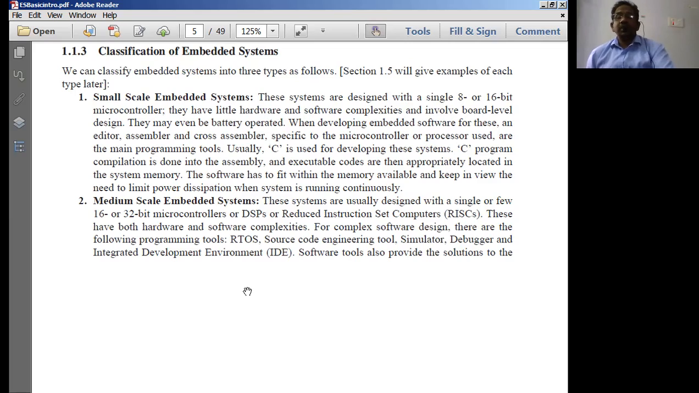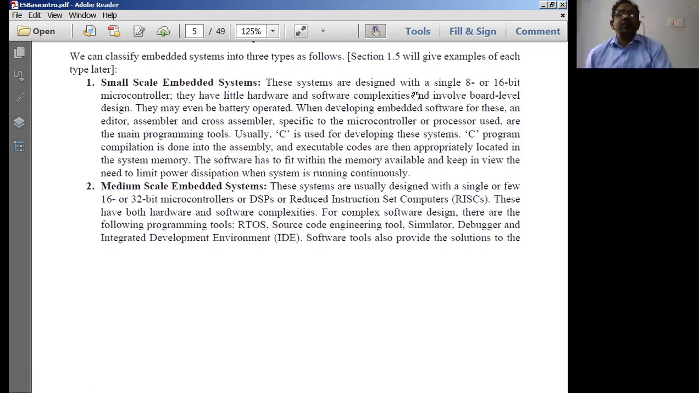So that means, if the software is not going to be like that, then obviously you're going to get so many other memory problems here. Therefore it has to be taken care of. And one more thing has to be taken care of, which is to limit the power dissipation when the system is running continuously. There should be some mechanism to compensate for the excessive heat in the embedded system when it is running continuously. So when you have all these things, we simply call this a small scale type of embedded system.